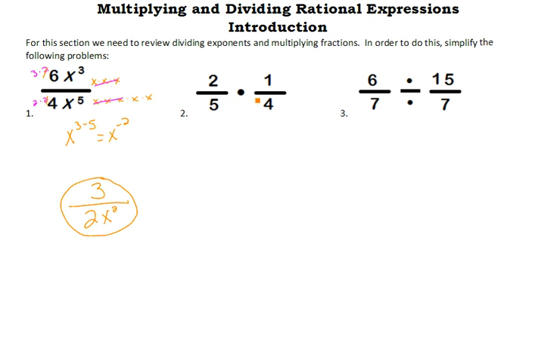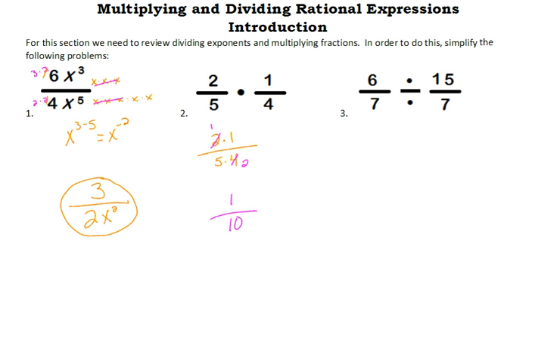What about multiplying fractions? How can we do this? Well, technically multiplying fractions means that we could actually rewrite this as 2 times 1 over 5 times 4, because we're multiplying numerators together and multiplying denominators together. When we do that, look what happens. We can go ahead and simplify these two pieces. 2 goes into 2 once, into 4 twice. So we're left with 1 times 1 and 5 times 2, which is 1/10.